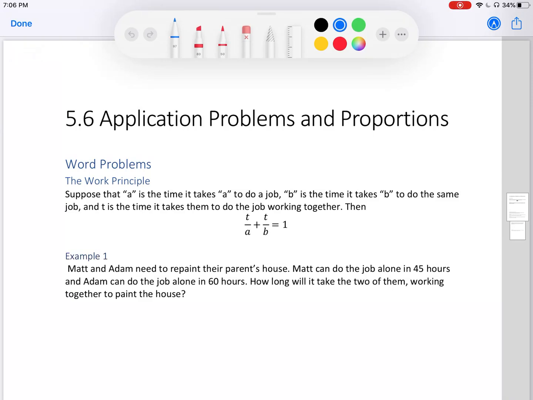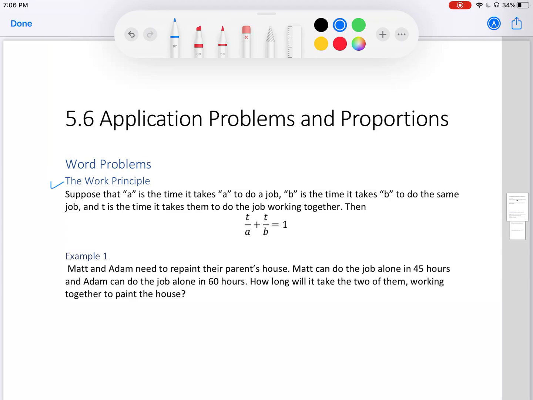Section 5.6, Application Problems and Proportions. There's one type of proportion problem that you'll see, and that is called work problems. They come from the work principle.